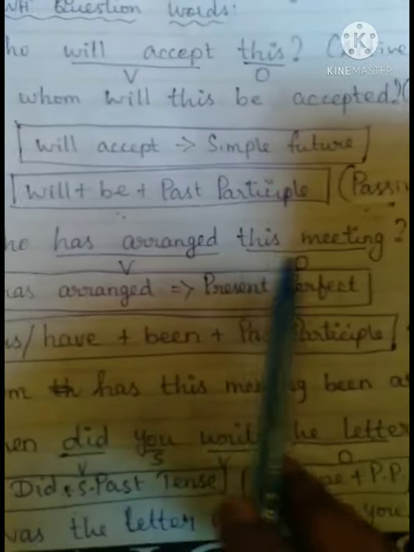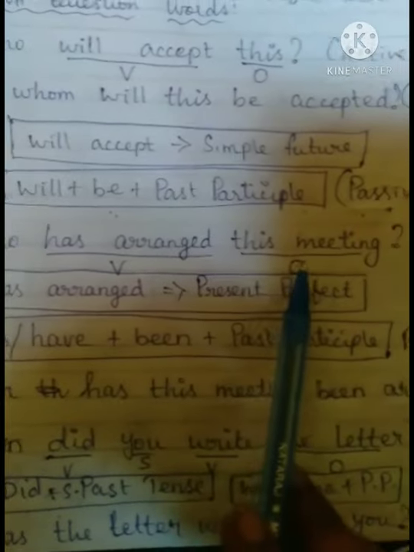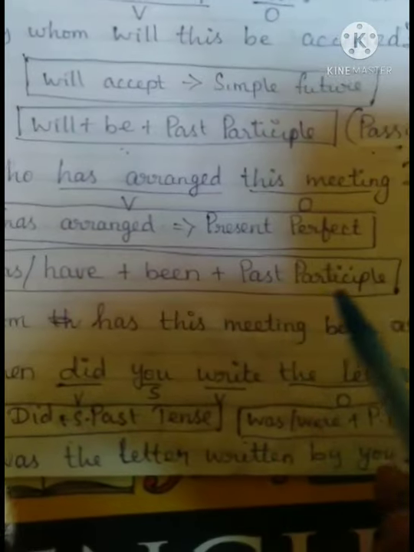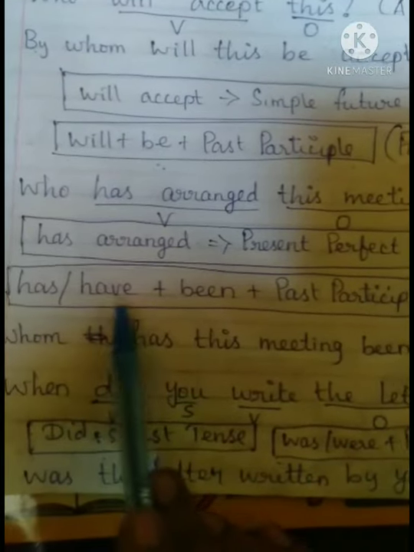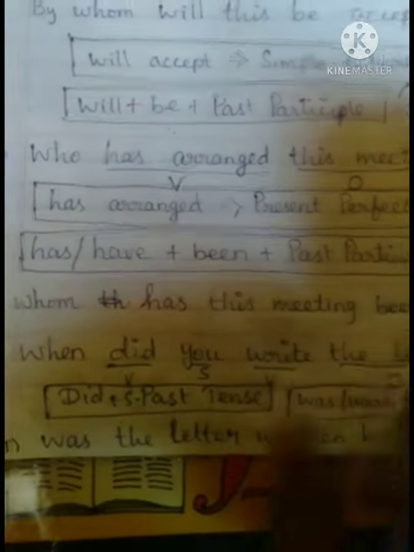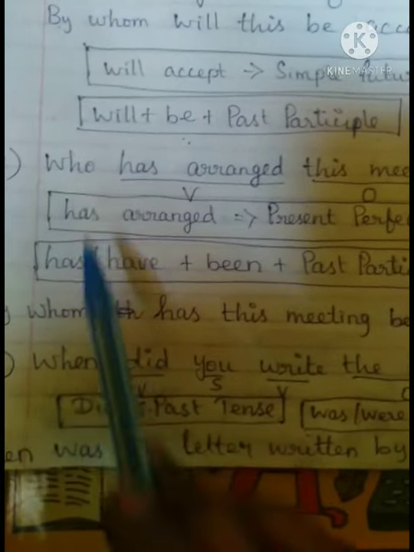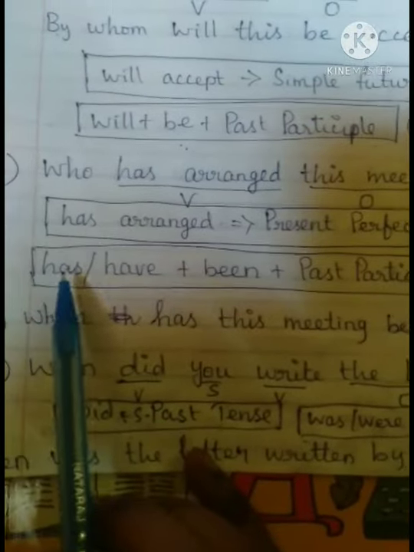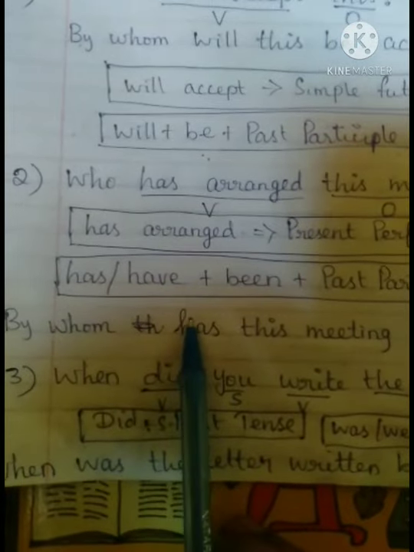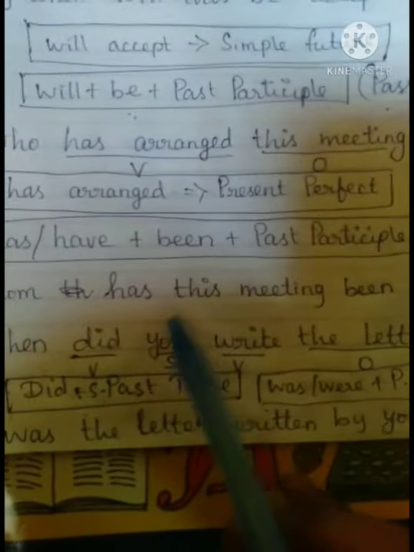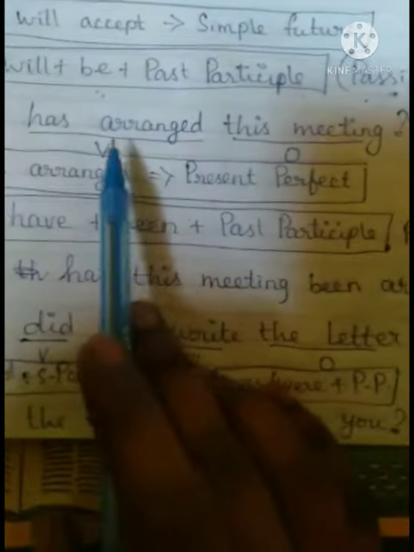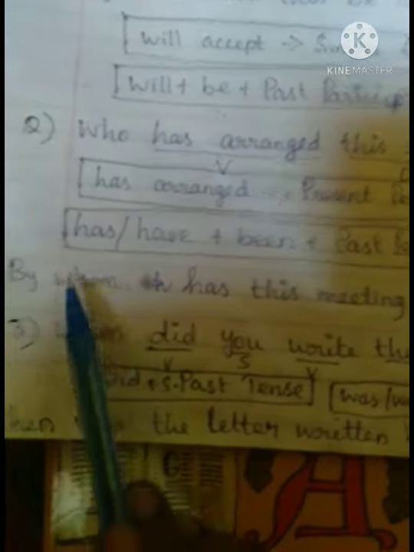Who has arranged this meeting? Has arranged is a verb. This meeting is object. Has arranged is present perfect tense. So what is the passive form for present perfect? Has or have plus been plus past participle. Then how can we change this? Who has to change into by whom. This meeting is singular, so which one do you have to prefer, has or have? You have to prefer has. By whom has, then bring the object this meeting, then write been. What is the past participle? Already it is in the past participle form, arranged. Okay, by whom has this meeting been arranged?